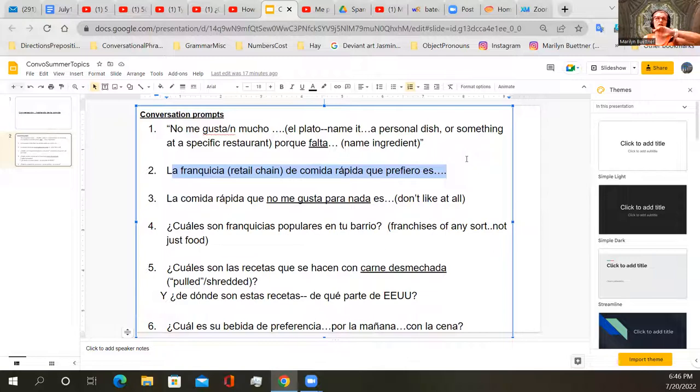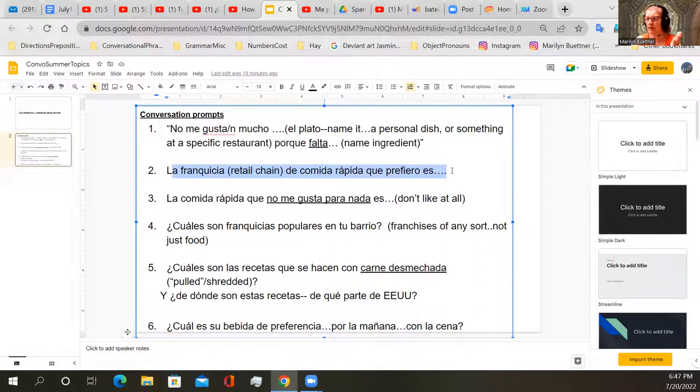¿Sí? Si tú no eres aficionado a las hamburguesas, muchas veces, casi todos dicen que sí, las papas fritas de McDonald's son excelentes. ¿Ok? Prefiero, si tiene que ser comida rápida, quizás algo como Panera, porque en Panera puedo elegir ensalada o sándwich o sopa. ¿Sí? Algo así.